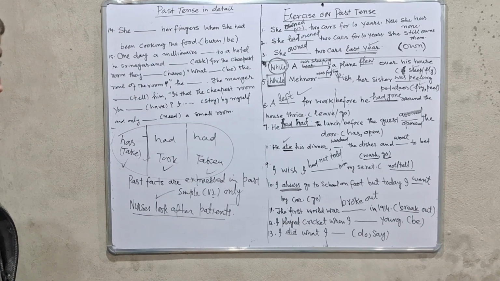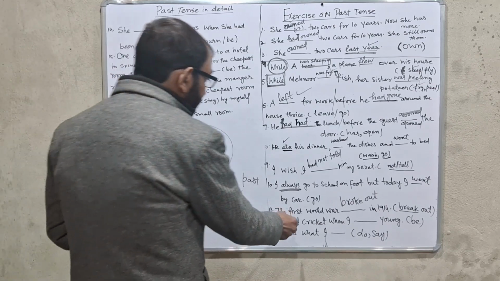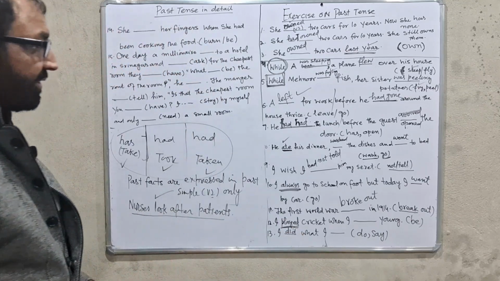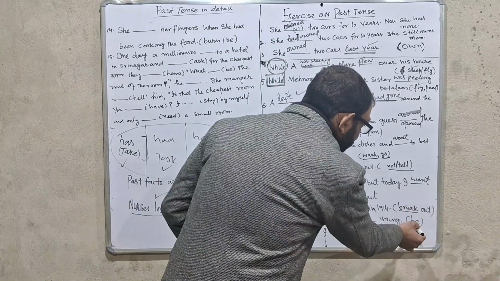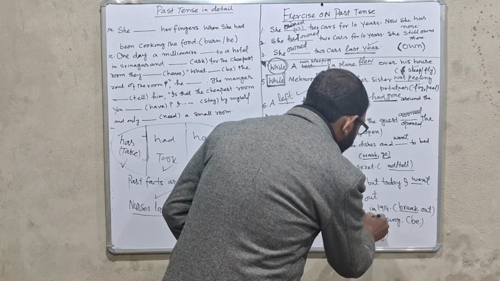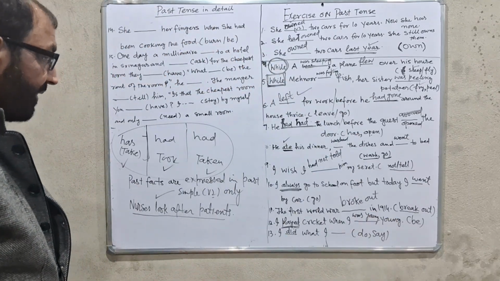Now point number 11, point number 12: I played cricket. Second form of the verb, meaning past simple. Now ask yourself the question, when? The verb given is be. I was young. I played cricket when I was young.